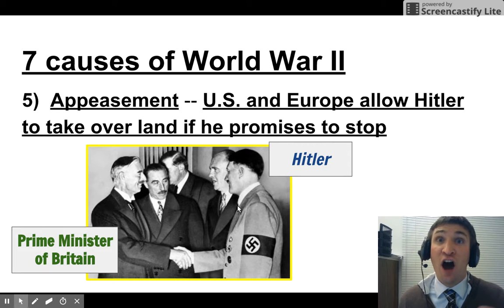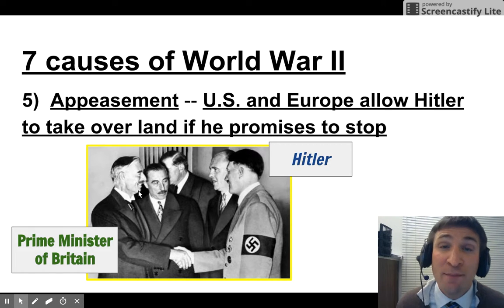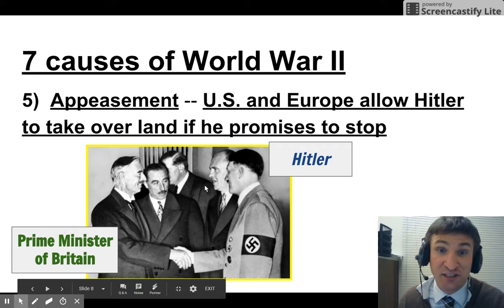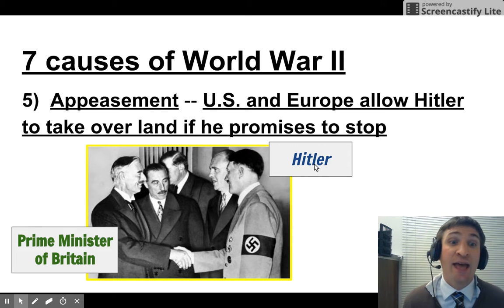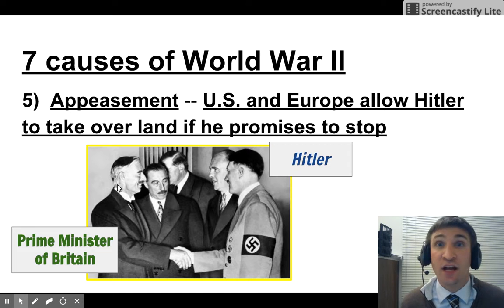This is a photograph of a meeting in Munich, Germany. The year is 1938. This man is the leader, the prime minister of Britain, a major country, and he's shaking hands, smiling with Hitler, saying, okay, don't take over any land, and we will leave you alone. Hitler, of course, breaks his promise, and Britain and the other allied powers realize appeasement is not going to work.